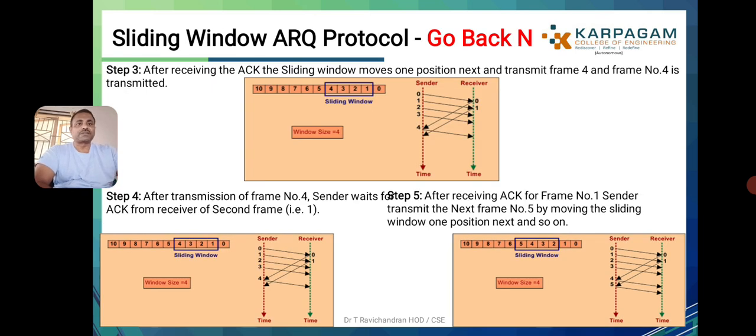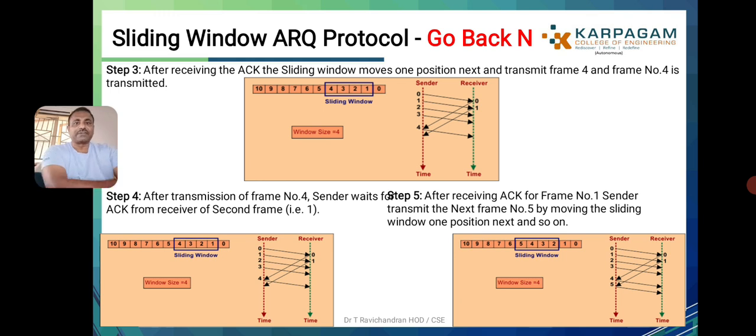When the 0th frame acknowledgement is received, the 4th frame is automatically sent, and the window automatically slides from 0 to 1. Then it waits for the next case. The receiver sends the acknowledgement for the first frame to the sender.